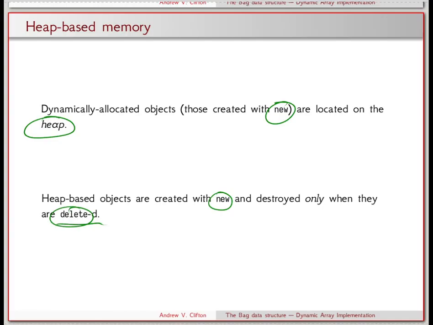You can create a heap-based object with new in one part of your program and then delete it in a completely different part of your program. They're not tied to any particular scope, any particular pair of curly braces. That lets us do some interesting stuff with objects that live from one part of the program into the other, but it also means that we have the responsibility of making sure that they get deleted when we're done with them.